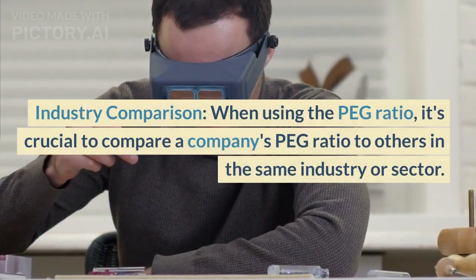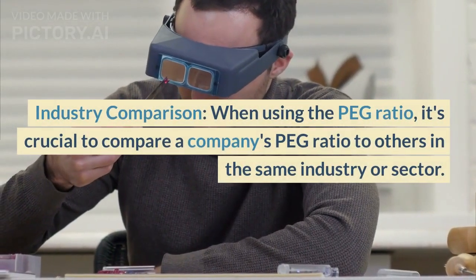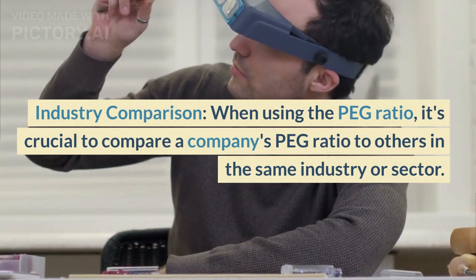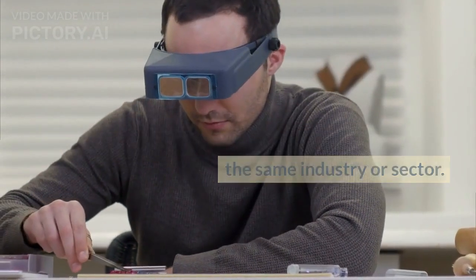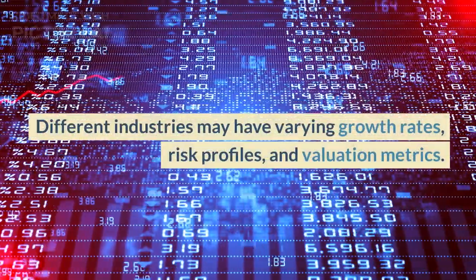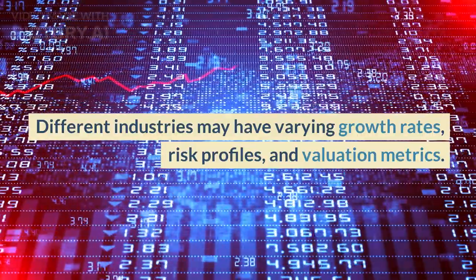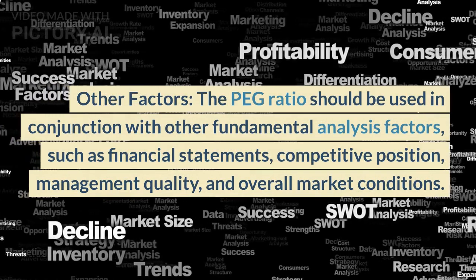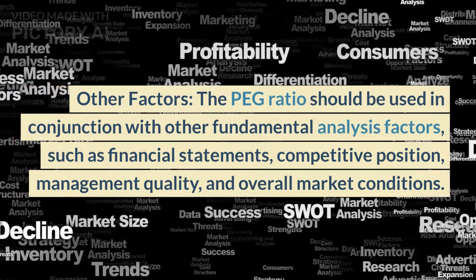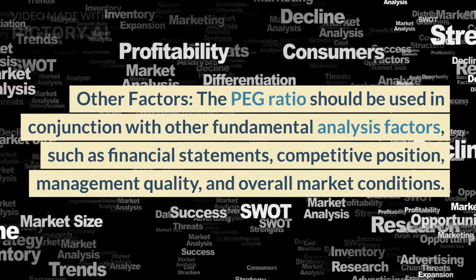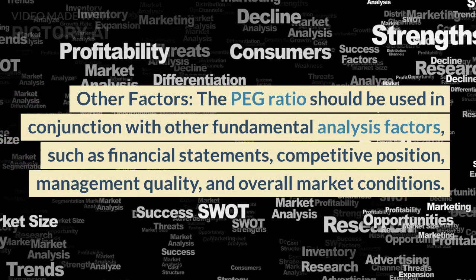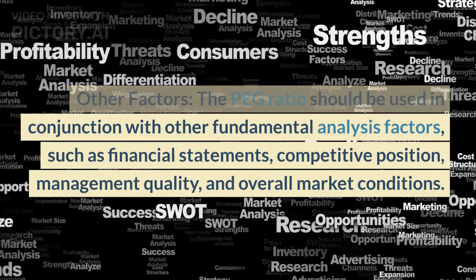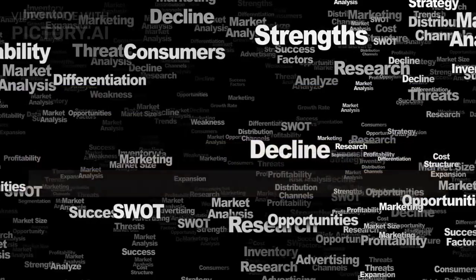Industry comparison. When using the PEG ratio, it's crucial to compare a company's PEG ratio to others in the same industry or sector. Different industries may have varying growth rates, risk profiles, and valuation metrics. Other factors. The PEG ratio should be used in conjunction with other fundamental analysis factors, such as financial statements, competitive position, management quality, and overall market conditions.